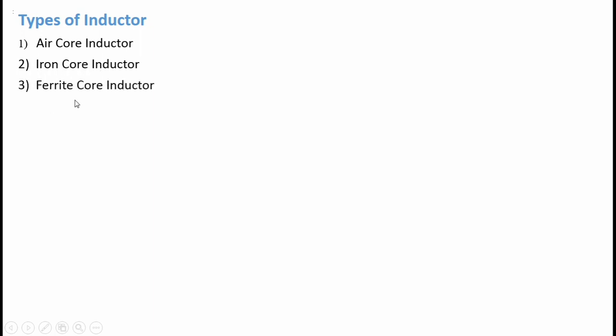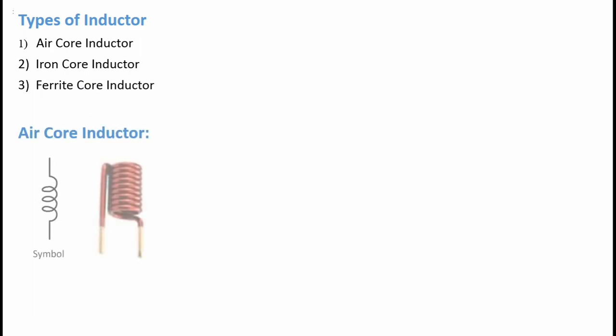After that we see types of inductors. Depending on the type of core, there are three types of inductors. First is the air core inductor, where air acts as a core. Then the iron core inductor, in which iron acts as a core, and the ferrite core inductor, where ferrite acts as a core. Firstly we see the air core inductor.